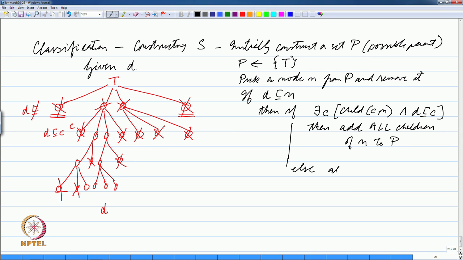Add n to S. I must say that somewhere you must initialize S to an empty set, and then the moment we find a node n which subsumes D and which has no child which subsumes D.